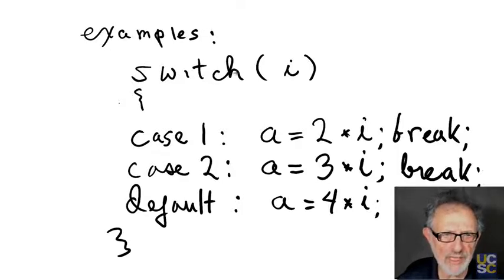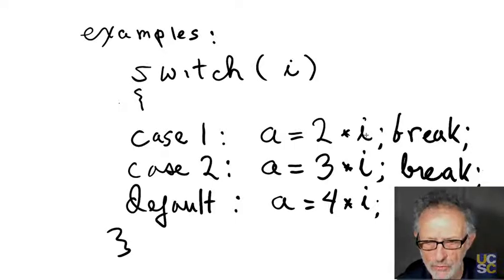We have the keyword switch. Then we have an integer expression I, which would have to have a value before we enter here. And then we have what effectively are three cases. We have case, a keyword, with an integer constant. So in this case, it's the constant 1, a colon, and then we have a series of statements that will get executed if I was equal to 1. In this case, we have a simple assignment statement, A equals 2 times I.